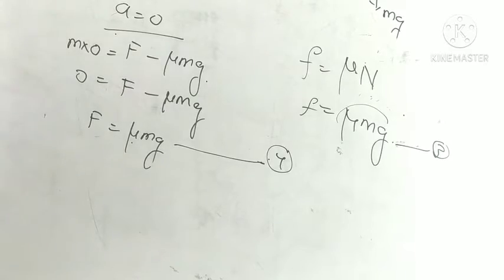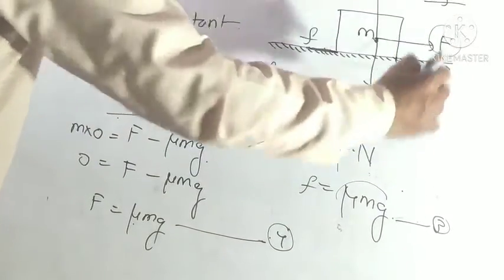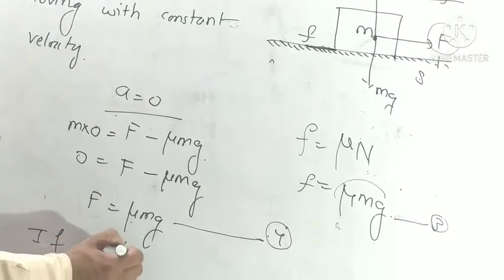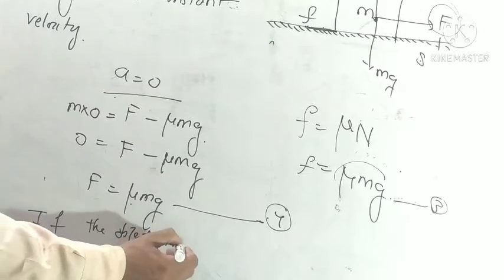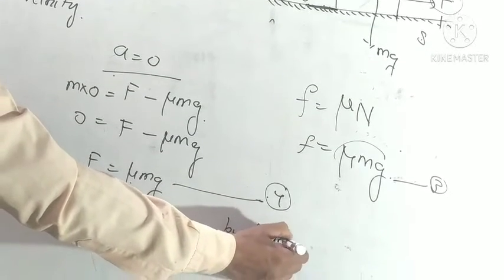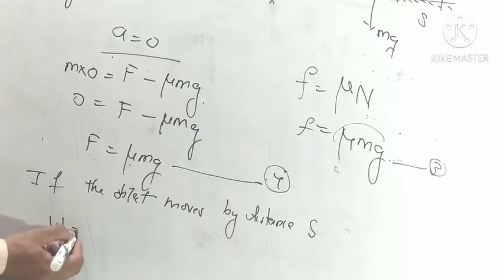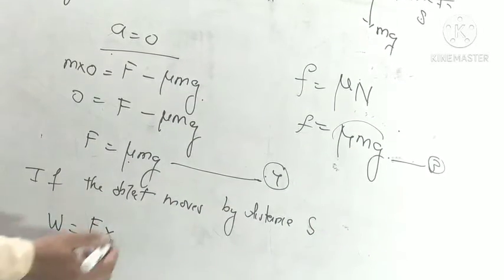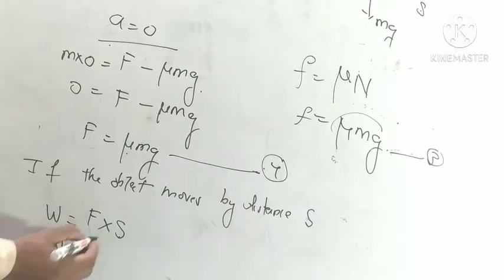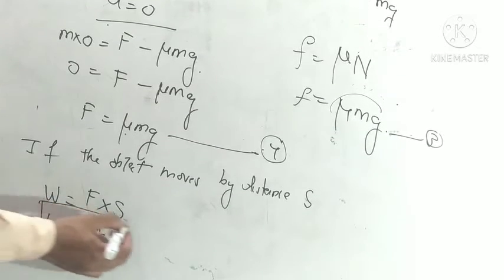If this body moves by distance s, then what happens? If the object moves by distance s, then work done is equal to force into displacement. So work done is equal to force, which is here mu mg, into s.